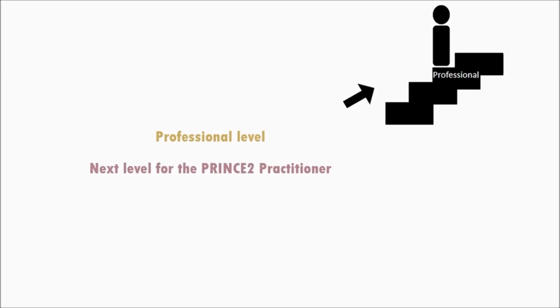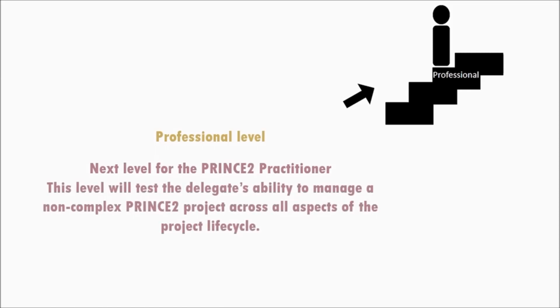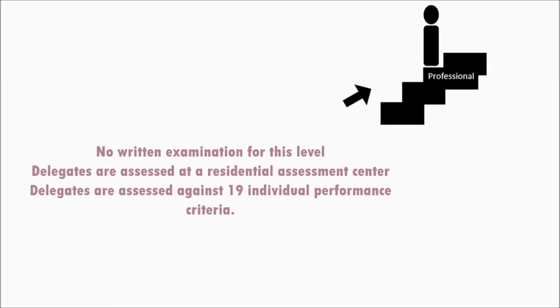Professional level. This certification is the next step for PRINCE2 practitioners looking to further demonstrate their expertise in the PRINCE2 method. This level will test the delegate's ability to manage a non-complex PRINCE2 project across all aspects of the project lifecycle. There is no written examination for this level, and the delegates are assessed at a residential assessment center where they are required to spend 2.5 days carrying out group activities and exercises which are based on a fictional project case study. The delegates are assessed against 19 individual performance criteria.